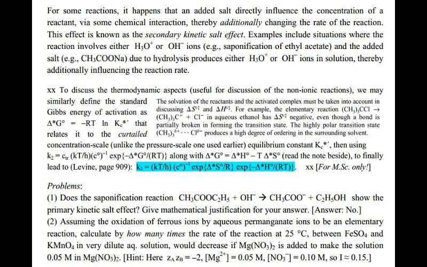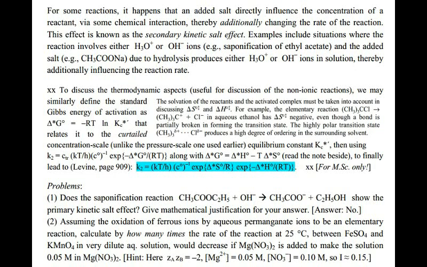However, if additional influences are there due to some reaction between the reactant and the added salt, if there is a chemical interaction between them, then there will be some additional change in the rate of the reaction. This additional change in the rate of the reaction, due to the presence of an added salt which has some reaction with the reacting ions, is called secondary kinetic salt effect.